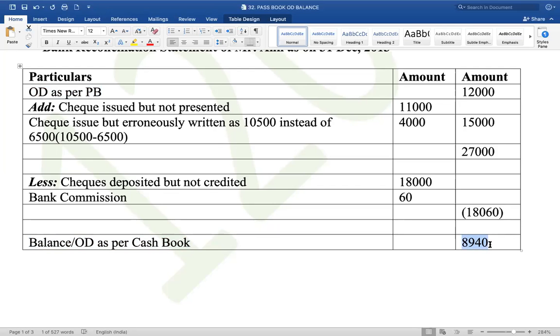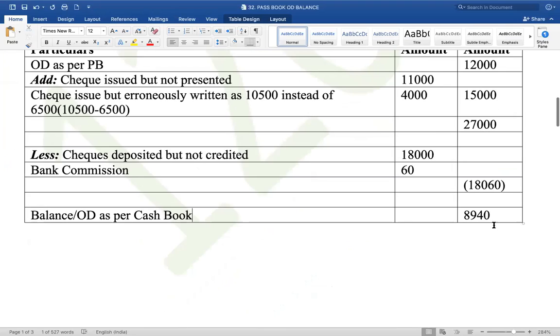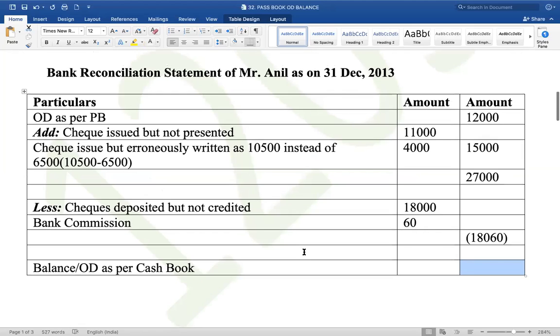8,940. Okay, right. And 8,940, how did he get? After making all this, whether this 8,940 is same or not, we will check it. We will make it blank. Okay, right.